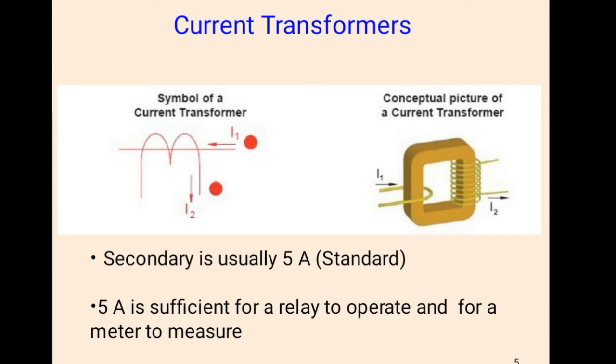In relays also we are using current transformers to detect the fault current, and fault current may be 1000, 2000, 10 kiloamps like that, but it will be stepped down to 5 amps to operate the relay. The relay will be designed for 5 amps only. 5 amps is sufficient to operate the relay. Hence current transformers are also used in relays for power system protection.